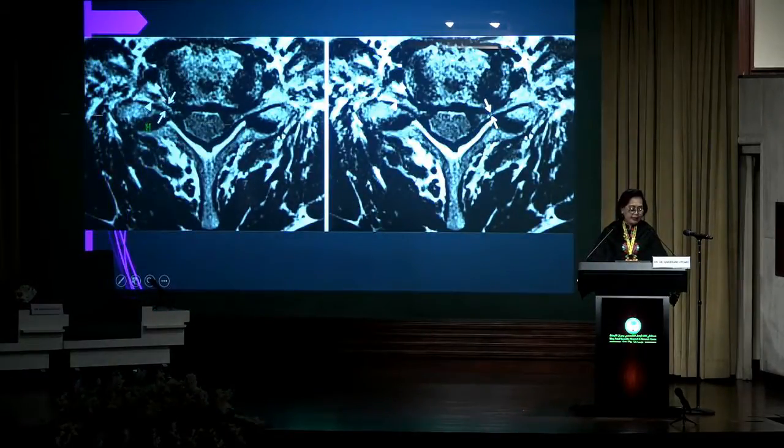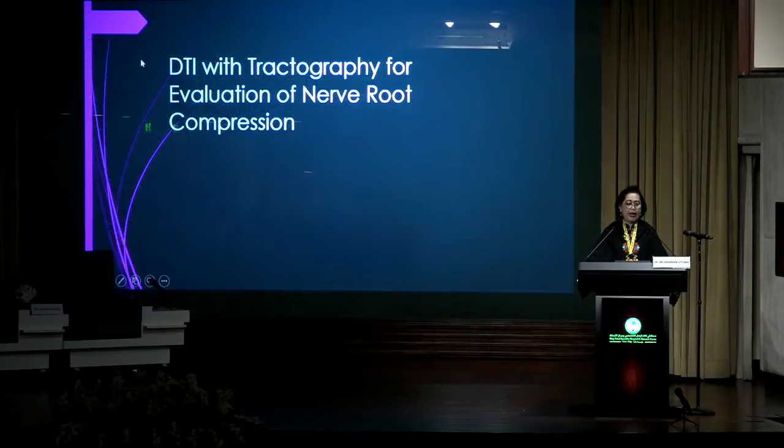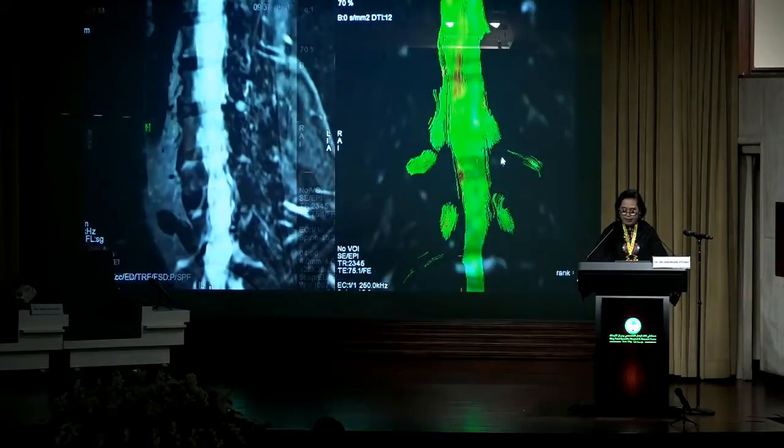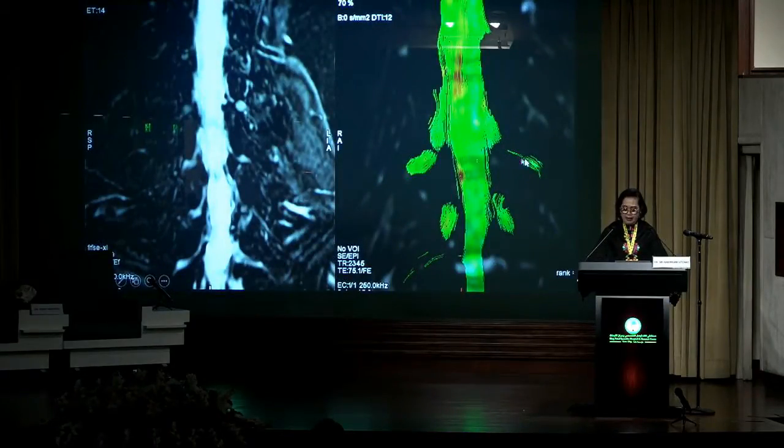So this one, this is grade 1 nerve root compression that is less than 50% when we compare on this side. And here we see there is compression of more than 50% when we compare to this side. And how about DTI with tractography for evaluation of nerve root compression? DTI with tractography, so from the conventional MR we see there is impingement of the nerve root, and what we see here, there is also a sign on the tractography here. We see there is a tractography that shows a nerve root compression here.